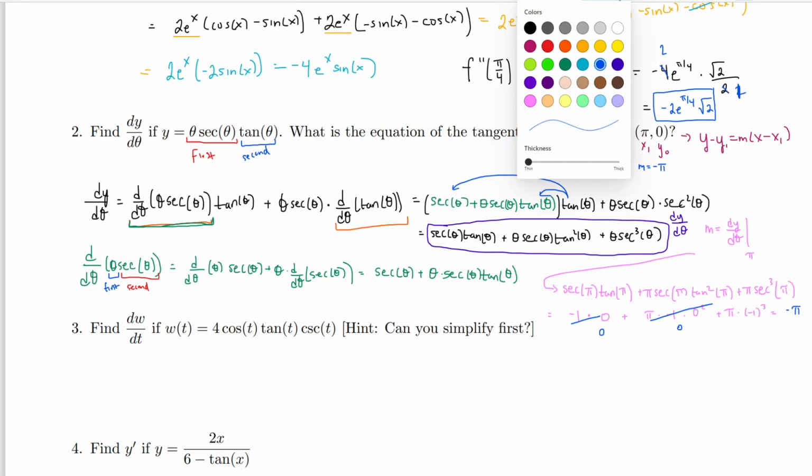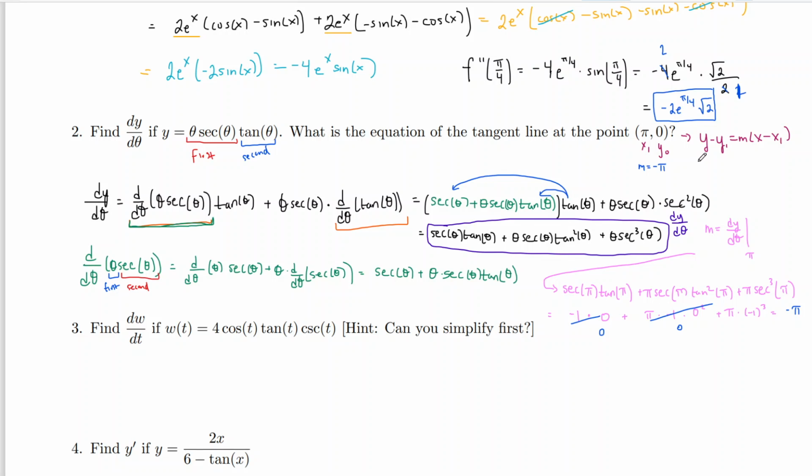Now if we go ahead and plug it in, what do we have? Well, you get y minus y1. y1 is 0. Actually, I don't know why I wrote y0. y1, I can just get rid of that, equals m, -pi, times x minus x1, which is pi. And you can just leave it like this, like we talked about before. This is a lot easier to read as far as a tangent line equation because you know the slope and you know the point it's passing through. X is pi, the y, since it's not there, is 0.